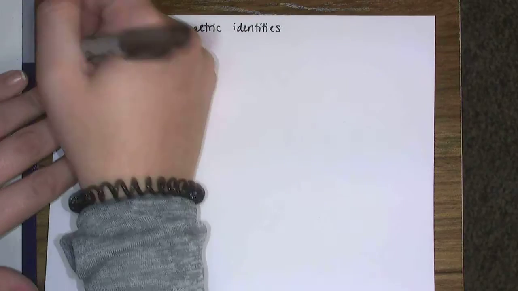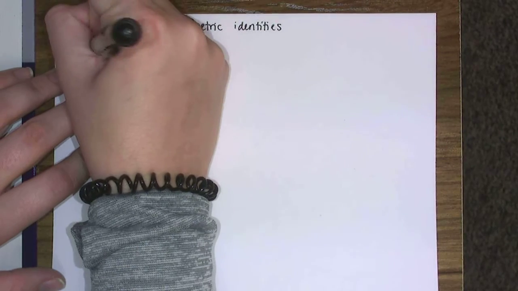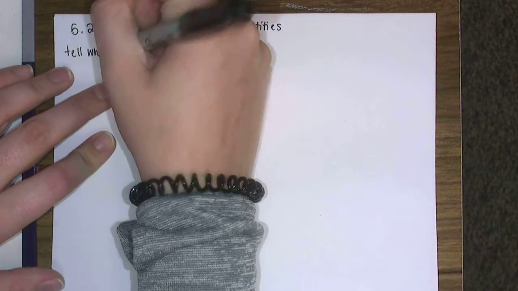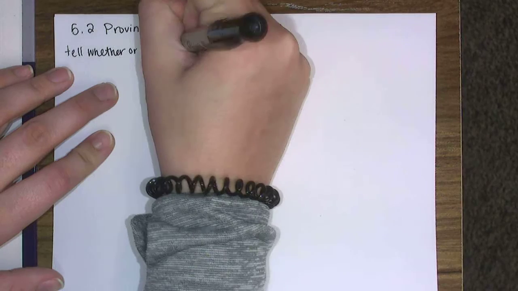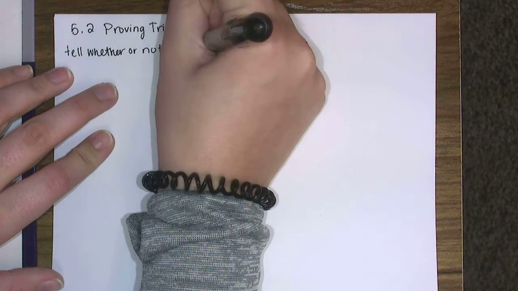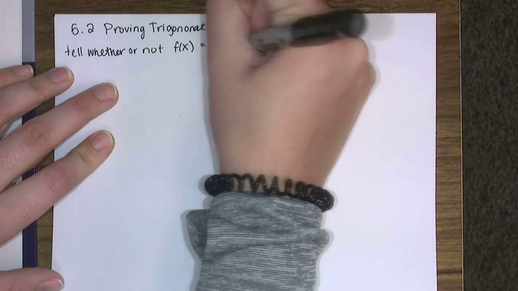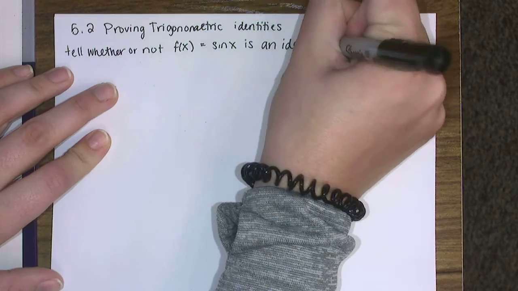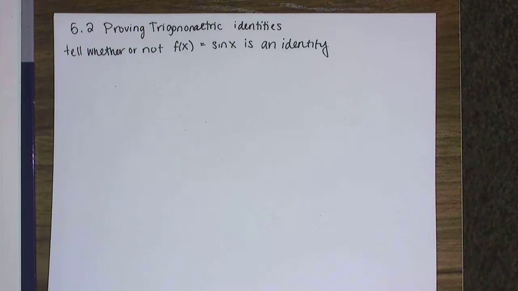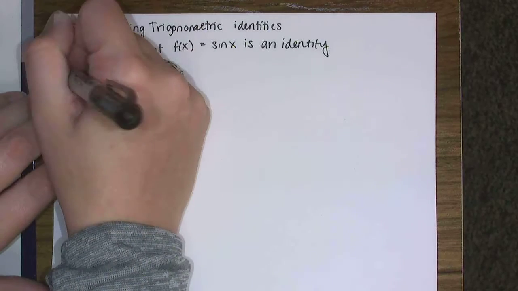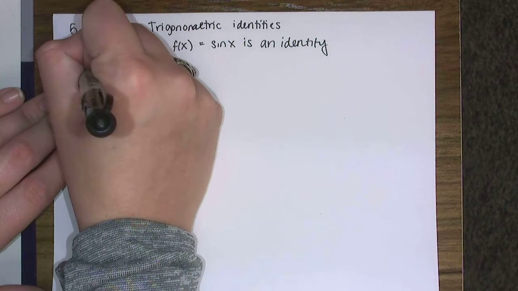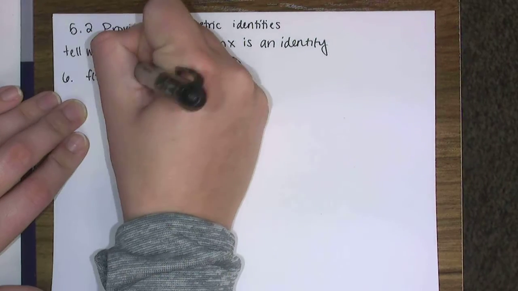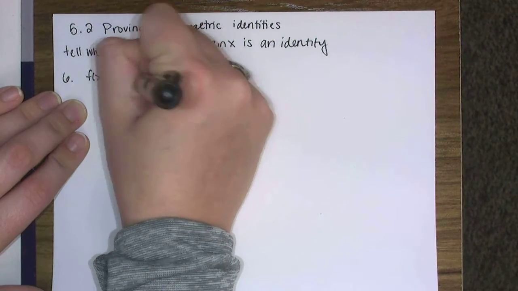These ones say to tell whether or not f of x is equal to sine of x is an identity. So essentially, with whatever we're given, we're going to prove that it's equal to sine of x. So number 6. F of x is equal to tangent of x over secant of x.